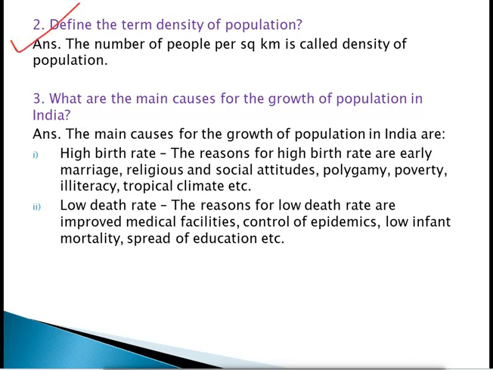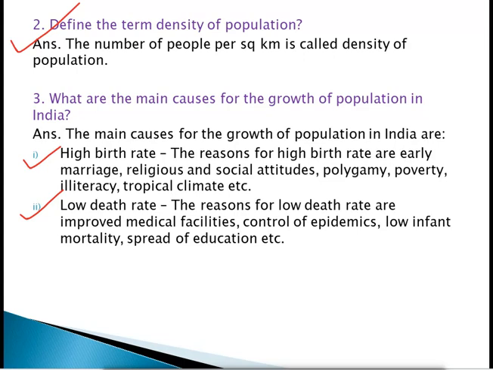Next, what are the main causes for the growth of population of India? You know that in our country, India, the population keeps on rising. So there are two main causes for the growth of population in India. The first one is high birth rate and the second is low death rate. If the number of births is more compared to deaths, then obviously the population will increase. So what are the reasons for the high birth rate?